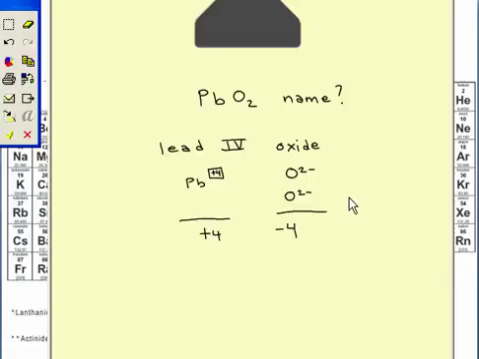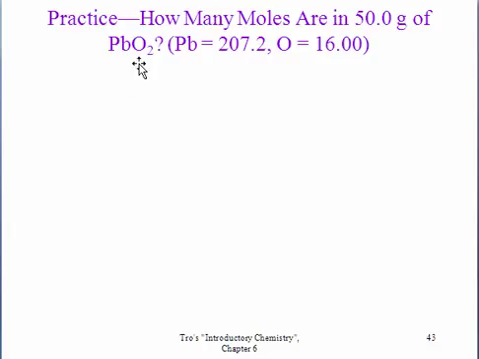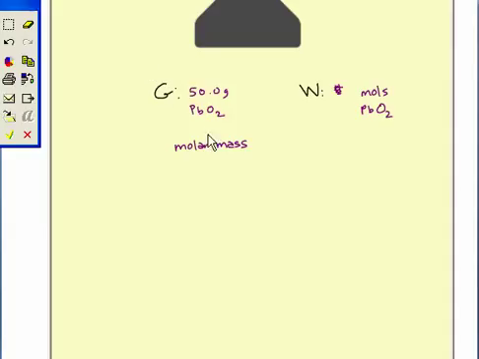Okay, so let's look back at our problem. How many moles are in 50 grams of lead 4 oxide? So we're given 50 grams of lead 4 oxide, and we want moles of lead 4 oxide. To get between mass and moles, we need the molar mass. And to get the molar mass, we've got to calculate it. We've got to break down our formula element by element. I have one lead cation for two oxide anions. And so they gave us the masses of 207.2 grams for lead and then 16.00 grams for oxygen.